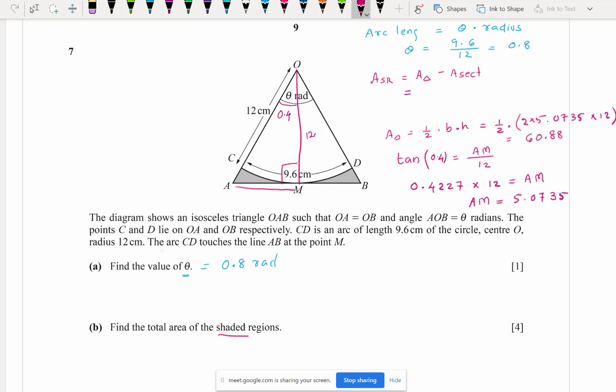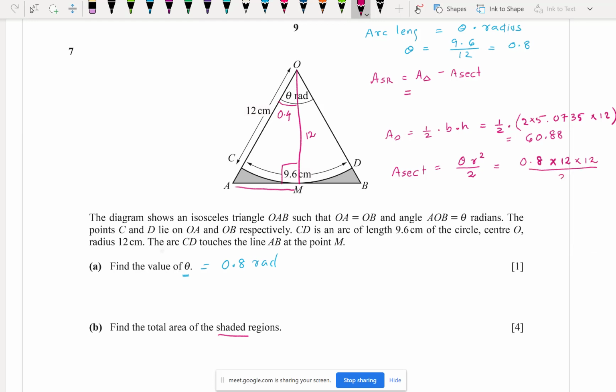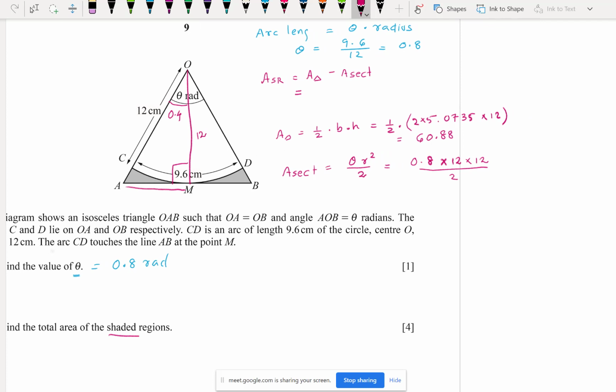Right. Okay. Now we are done with that. Let me remove all of these things for now. Let's calculate area of the sector. So there is a formula for area of the sector. Theta multiplied by r square divided by 2. So now here we can't anymore take 0.4. This time the entire thing is what we need. Correct, Amrita? Right. 0.8 multiplied by 12 multiplied by 12 again divided by 2.